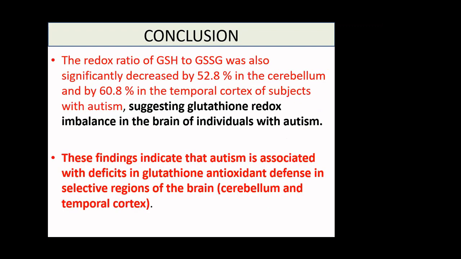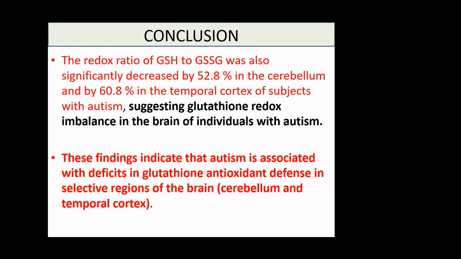Right, so this ratio, the redox ratio of the active versus the inactive, or the reduced versus the oxidized form of glutathione, was also significantly decreased by 52% in the cerebellum and by 60.8% in temporal cortex. Temporal cortex is on the side of the brain, suggesting that glutathione redox imbalance in the brain of individuals is a major factor in autism. These findings indicate that autism is associated with deficits in glutathione antioxidant defense in selective regions of the brain, namely the cerebellum and temporal cortex.